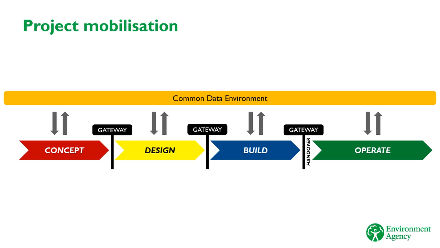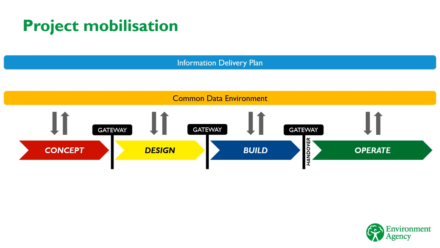At the end of the project and the handover of the built assets, this data and information is then passed over to the operational team for them to use. The second tool is called the Information Delivery Plan, or IDP. This is a schedule of all the information and data produced by a project, and it's where we apply the structure which keeps everything in order.